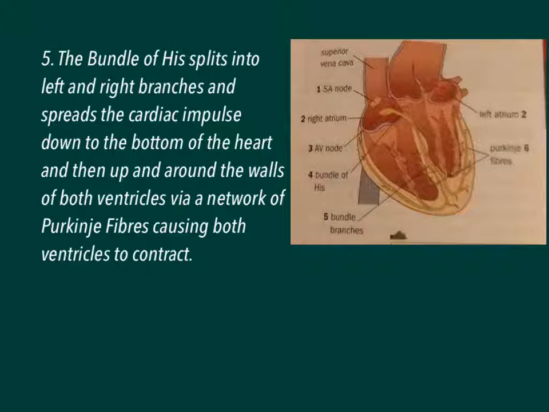The final stage of the conduction system involves the cardiac impulse that has now spread down the bundle of His, then splits off into both the left and right branches of the bundle of His, which is shown here on the diagram. And this impulse spreads down to the bottom of the heart and up around to the left and right ventricle walls through a network of Purkinje fibers, which is a new word you need to be familiar with. And this impulse, which is spread up through the Purkinje fibers, then causes both ventricles to contract.